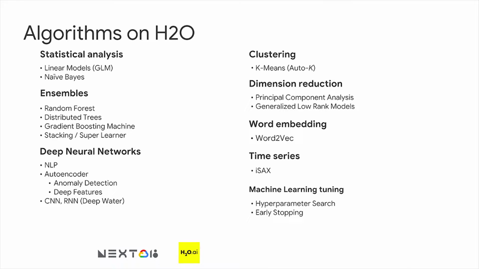So what kind of algorithms do we support? This is just a select list of some of the algorithms. As you can see, most of the classic statistical learning algorithms, tree-based methods, neural networks, deep learning, dimensionality reduction algorithms. And we also support a lot of unsupervised learning techniques like clustering, time series stuff like ISAX, word embedding like word2vec and TF-IDF.